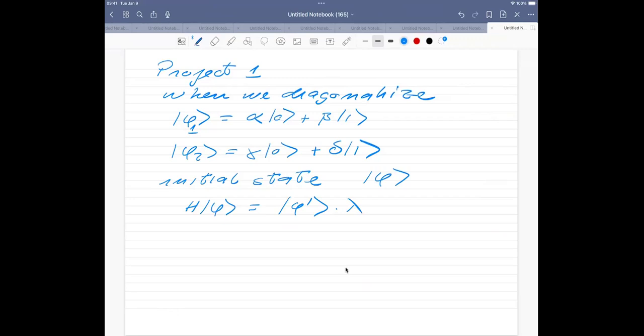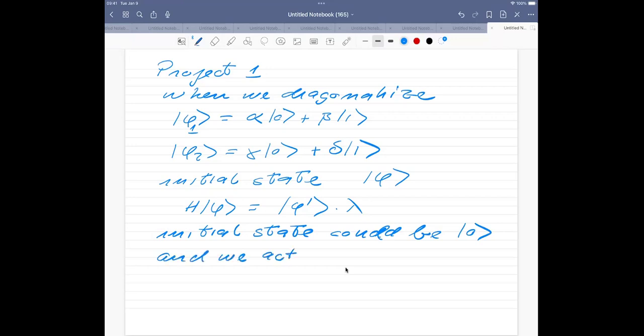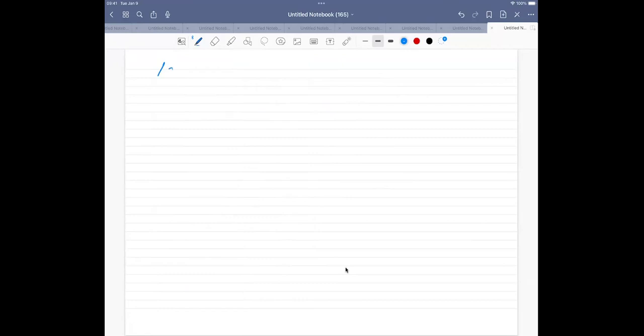Now, in general, the way we are going to perform these operations is to initialize our state. So the typical initial state could be a state 0, just to give you an example. And we will act on this with different gates. So we are going to set up, as we discussed last time, a set of unitary transformations. And these unitary transformations will then, at the end, lead to a final state on which we are going to perform the measurements.